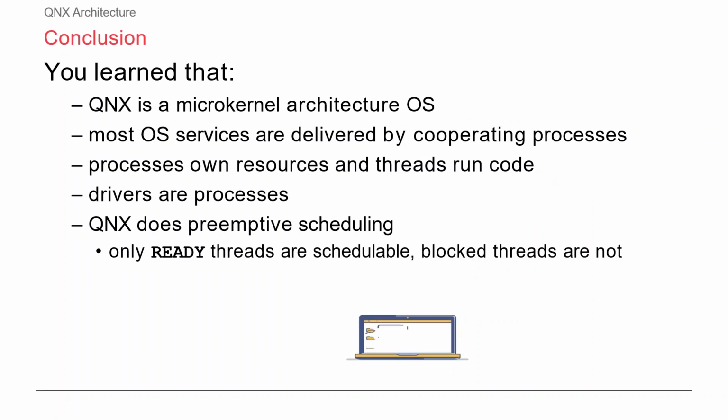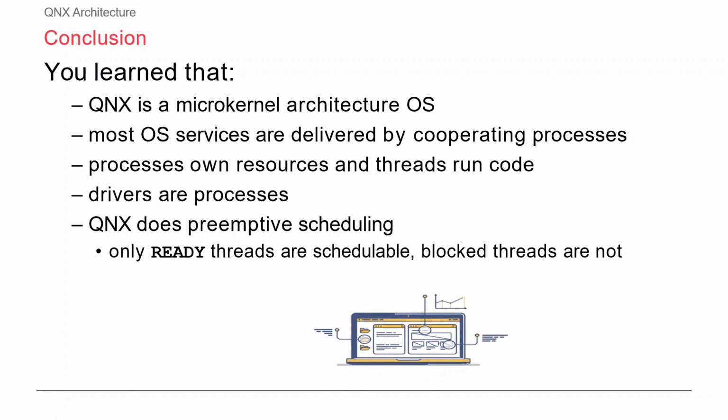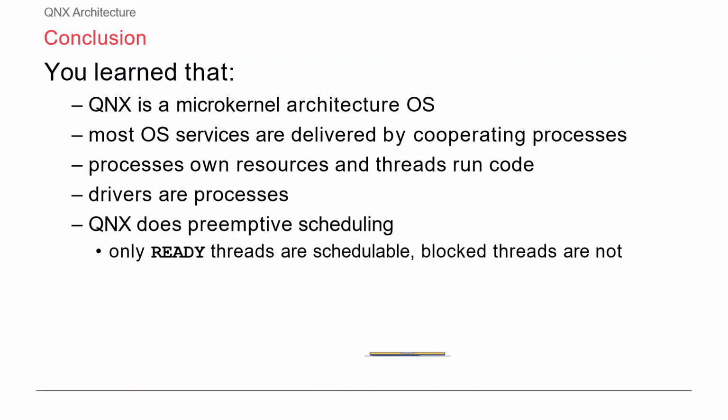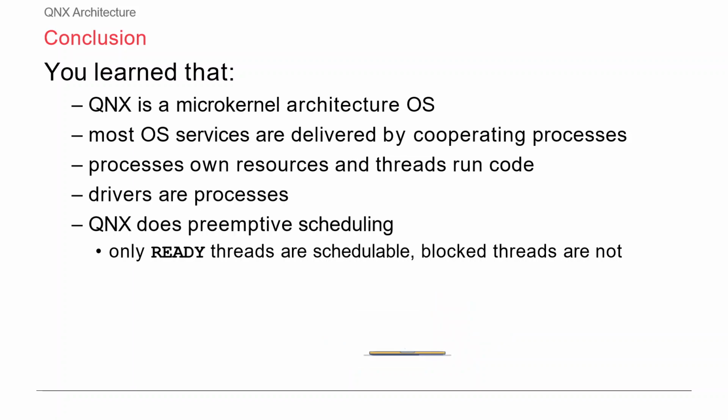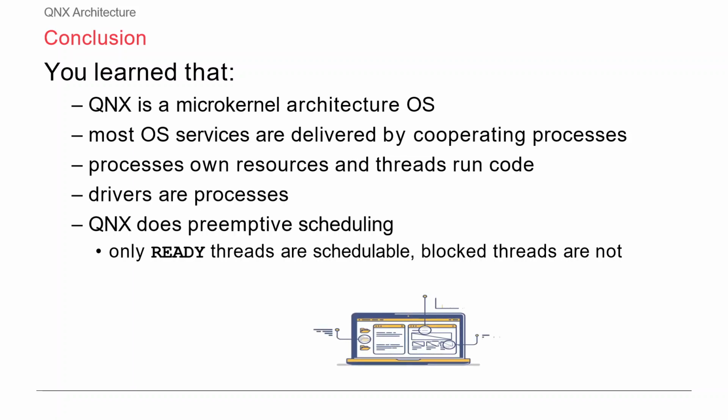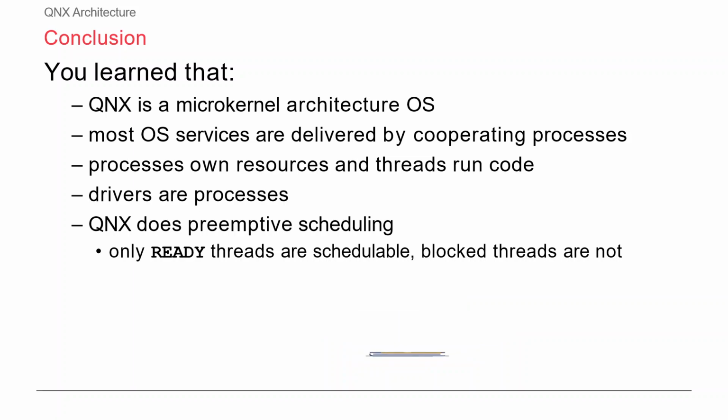QNX is a microkernel architecture, and most OS services are delivered by operating processes. The process owns resources and threads run code. Drivers are processes. QNX does preemptive scheduling. Only threads are schedulable; blocked threads are not.